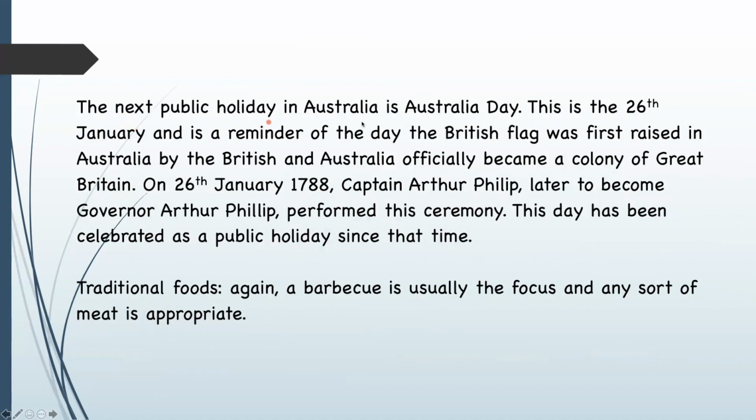The next public holiday in Australia is Australia Day. This is the 26th of January, and it is a reminder of the day the British flag was first raised in Australia by the British and Australia officially became a colony of Great Britain. On the 26th of January 1788, Captain Arthur Phillip, later to become Governor Arthur Phillip, performed this ceremony. This day has been celebrated as a public holiday since that time. Traditional foods. Again, a barbecue is usually the focus and any sort of meat is appropriate.